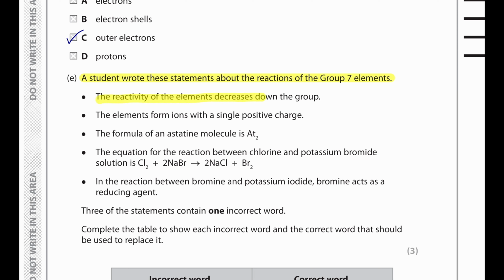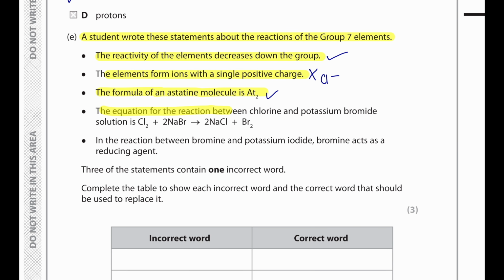The reactivity of the elements decreases down the group. It is a correct statement. The elements form ions with a single positive charge. No, it forms an ion with a single negative charge, for example, Cl-. The formula of astatine molecule is At2. Yes, group 7 molecules are diatomic.